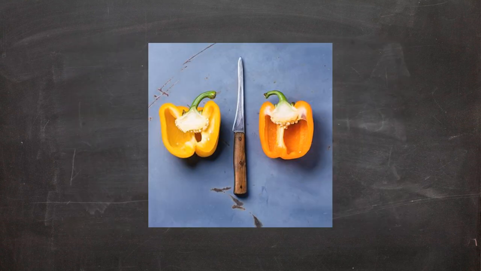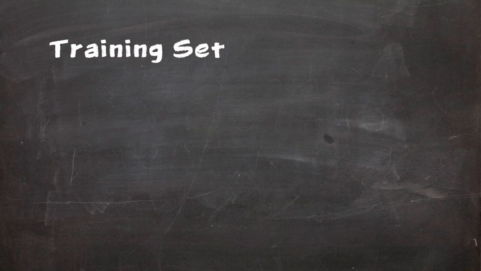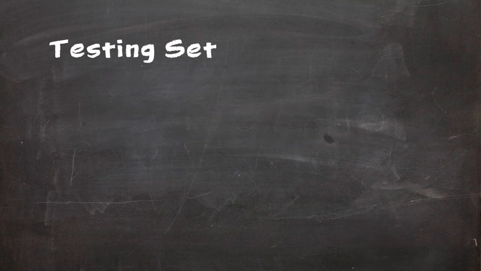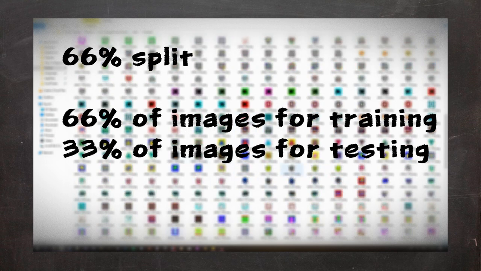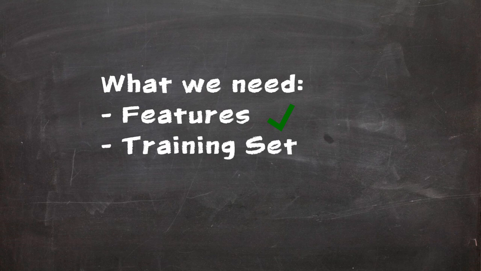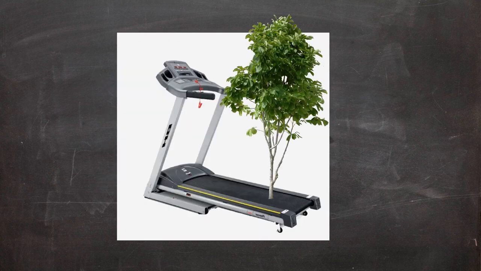Right, nearly there. Now we have to split up our dataset. We split the data into a training set and a testing set. The training set will be used to teach our algorithm what is and what isn't a gingerbread person, and the testing set will be used to test our algorithm. I'll use a 66% split. That seems about right. And mostly because it's the default in Weka. Great, we have our features, our training set, and our testing set. Let's train a decision tree on these bad boys, and let's see what it creates.